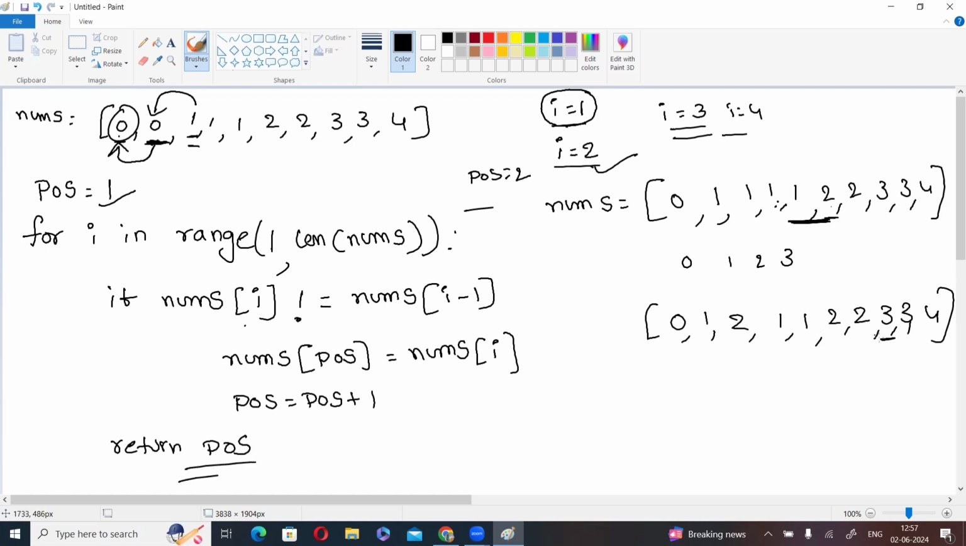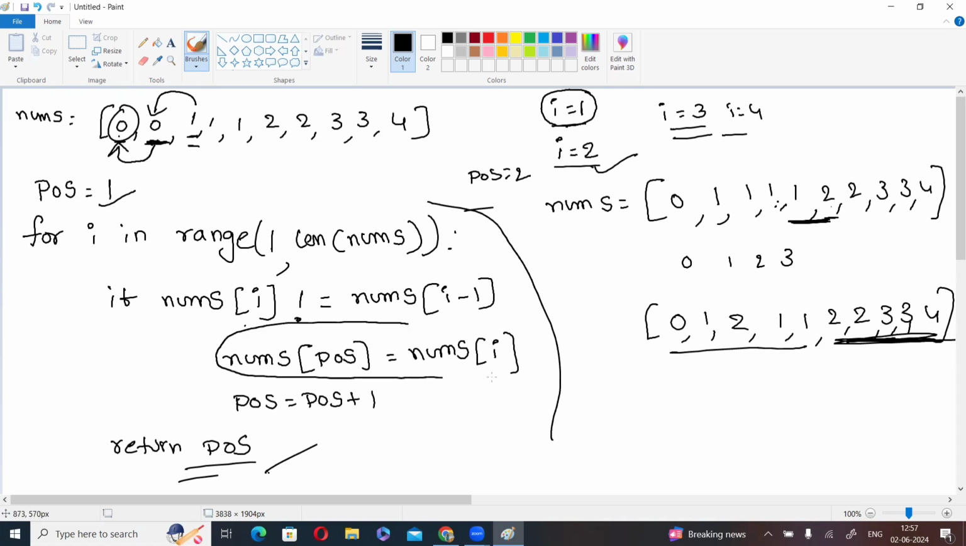Again, in the question, they said that the remaining elements are not at all important. Only return the count. You understand? This is the important one. So here I am not removing the duplicates, I am just doing the replacement.